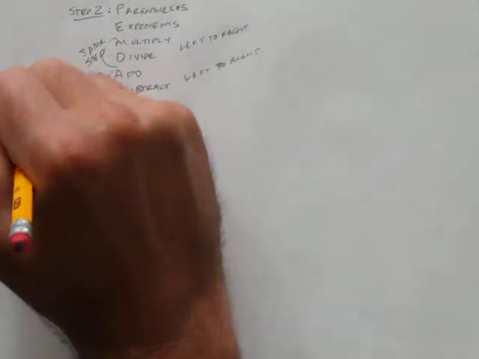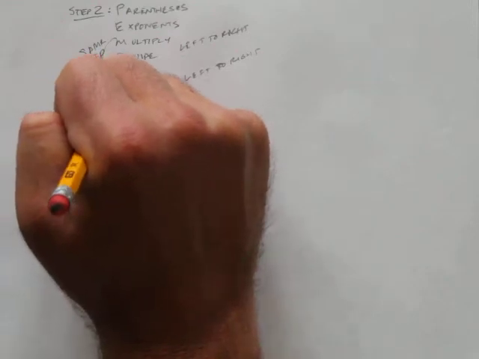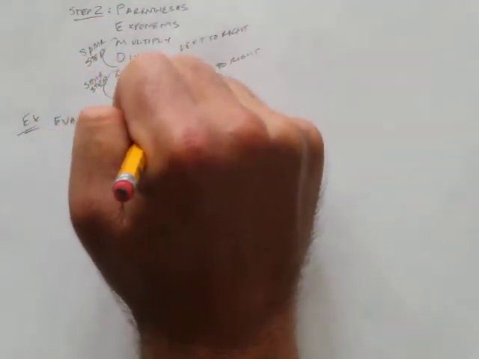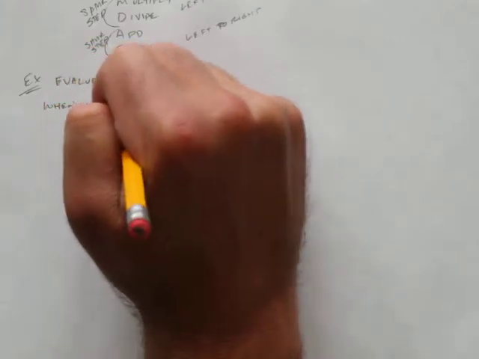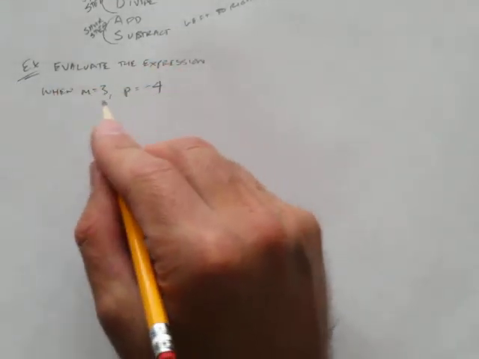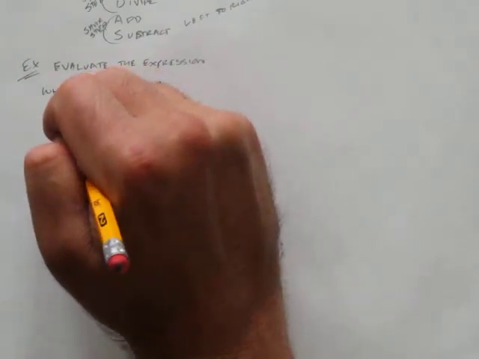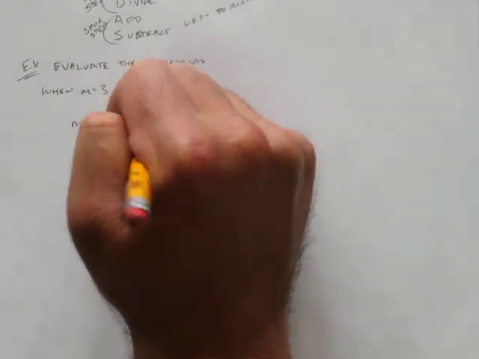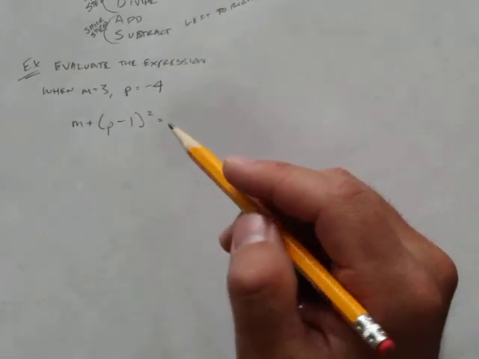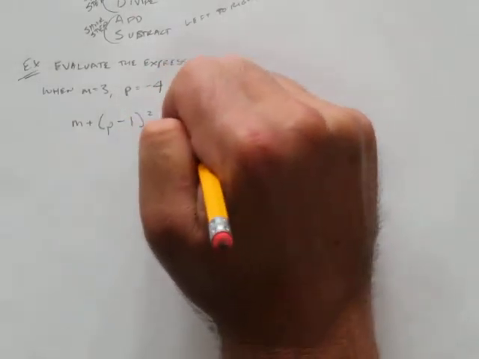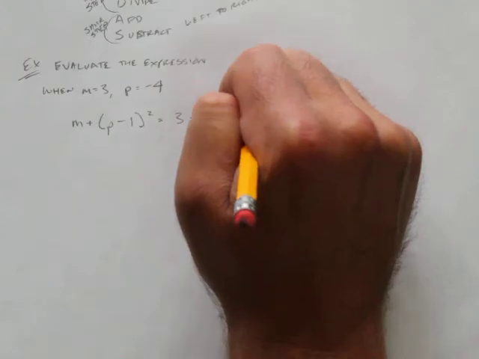Okay, let's evaluate an expression. Example: evaluate the expression when m equals 3 and p equals -4. So we're going to evaluate this expression for when these variables are these values. And here's the expression, m plus p minus 1 squared. So first we are going to do step 1, which is to substitute the given value for each variable. So m is 3 plus p, which is -4, minus 1 squared.